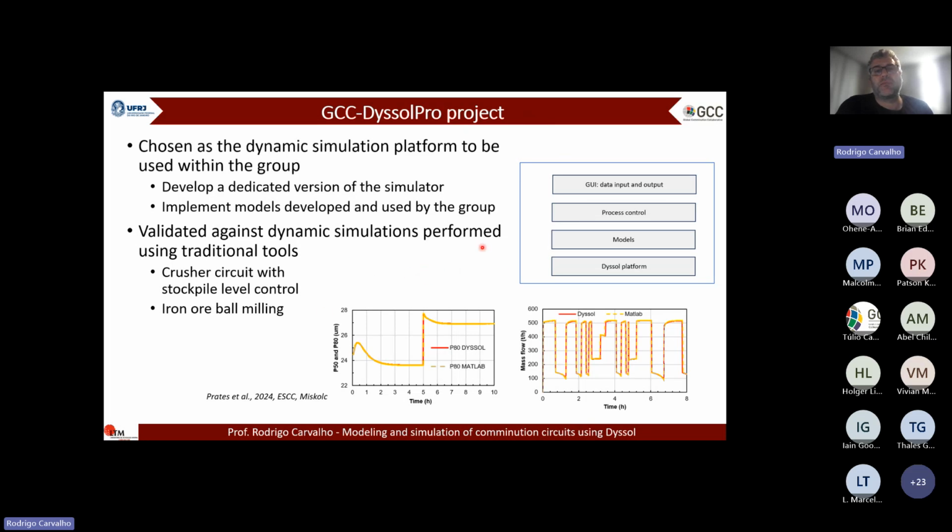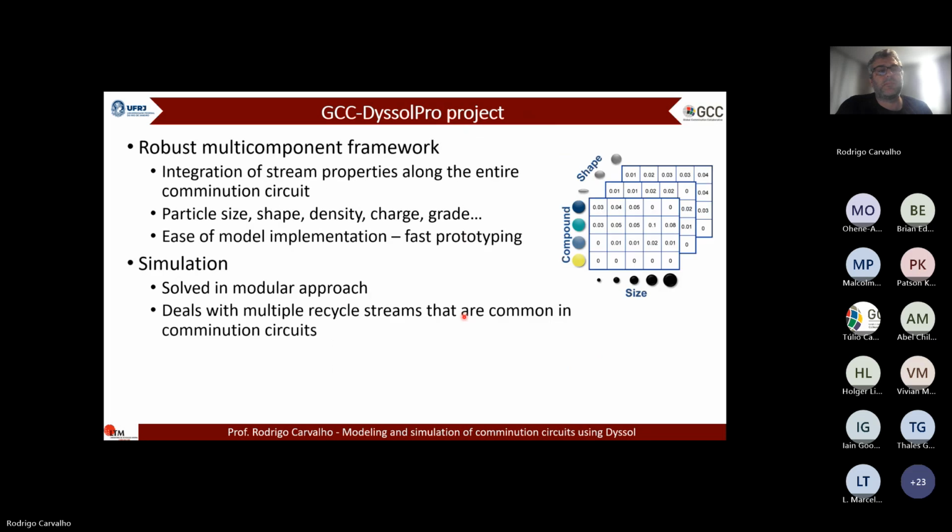So basically, we have this structure here with a graphical user interface for input and output of the data, coupled to process control features. We have all the models that we work with and develop implemented in this Dyssol platform.